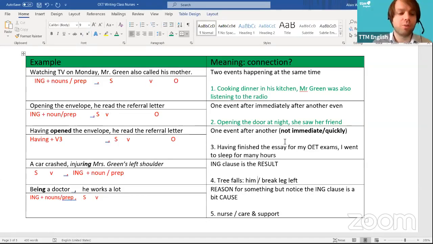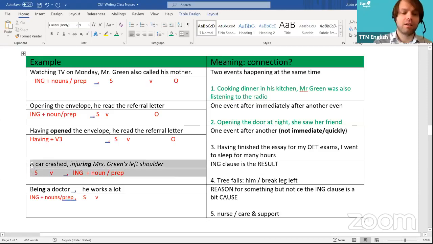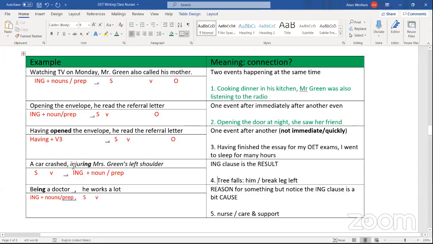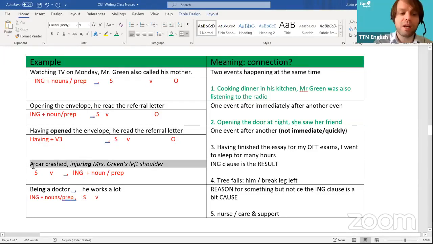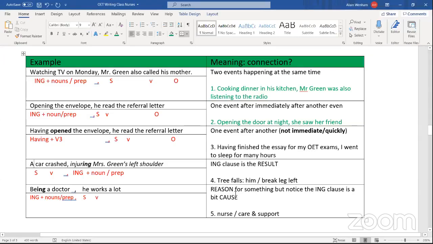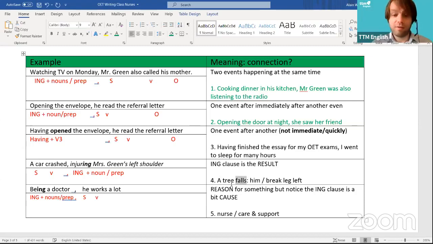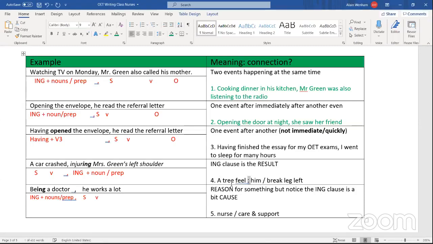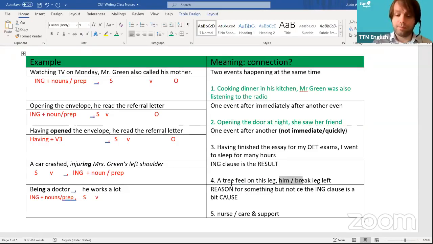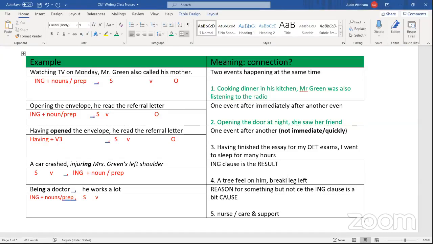So now we've got the result one. You've got the example here. Could you give me a sentence? Falling. Well, if we look at this clause here, it's just normal subject verb, right? So a tree fell. And past tense, fell. Yeah, good. A tree fell on his leg, comma, breaking his left leg. Let's just, we don't need leg, breaking, right? Why don't we just say him? A tree fell on him, breaking his left leg.